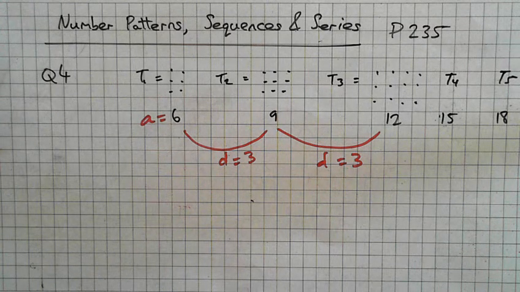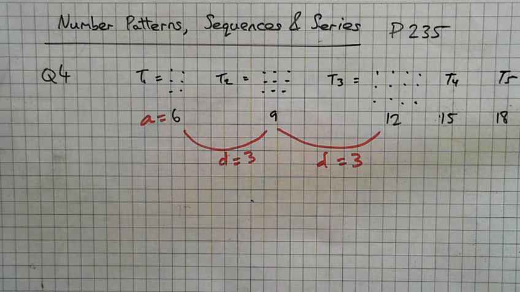Count the number of dots in each of the first 5 terms and display the results in a table. Oh, sorry, I'm reading the wrong one. Right, we'll skip that. That's easy. Describe the sequence of numbers generated by the pattern. It goes up in threes. It's going up in threes all the time.